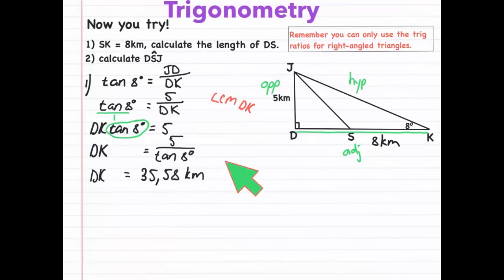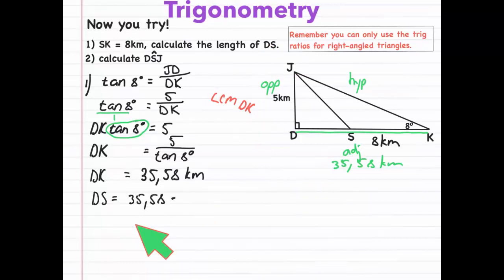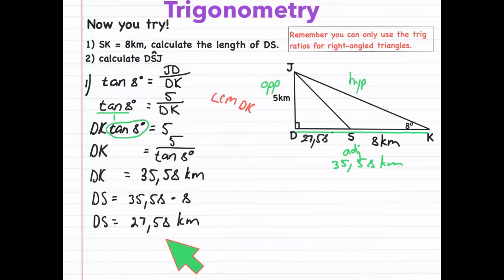Okay, so there we go. So dk is 35,58 kilometers, but we still haven't answered the question for ds. So basically then ds is equal to 35,58 minus 8, and then we will just simply get 27. So ds equals, and I'll write that down, it will be 27,58 kilometers. So now I know that ds is 27,58 kilometers. Now, what's the next question?